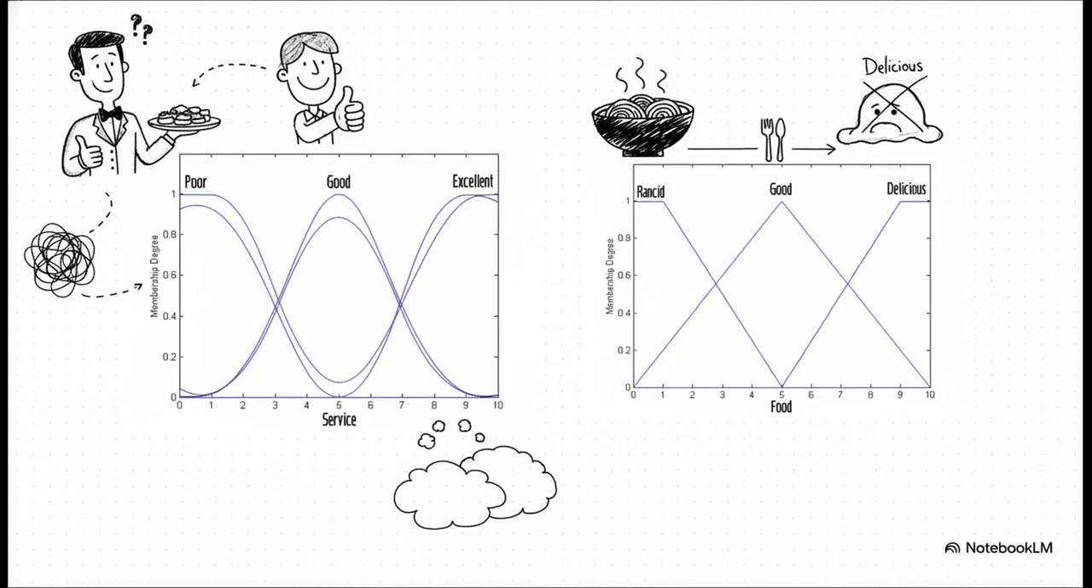And this is how we turn those words into math. Check it out. On the left, we're defining what poor, good, and excellent service actually mean on a scale from 0 to 10. And notice the most important part. They overlap. See how a rating of, say, 3 is a little bit poor, but also a little bit good. It's not one or the other. And we do the exact same thing for the food quality on the right.